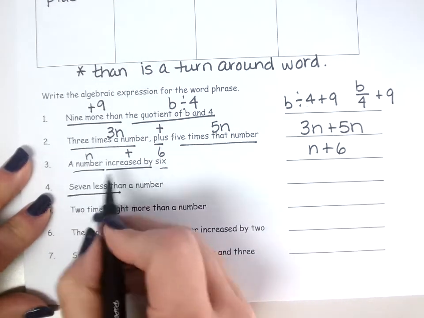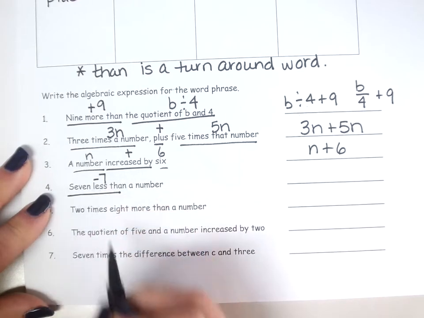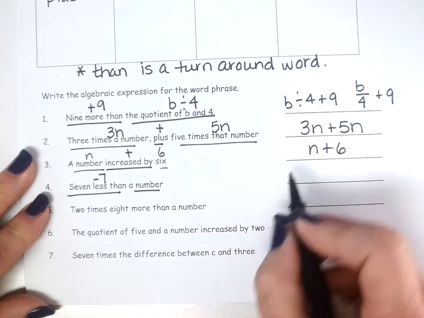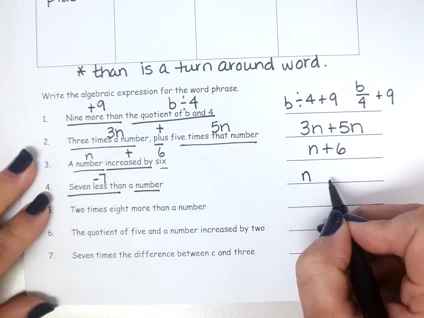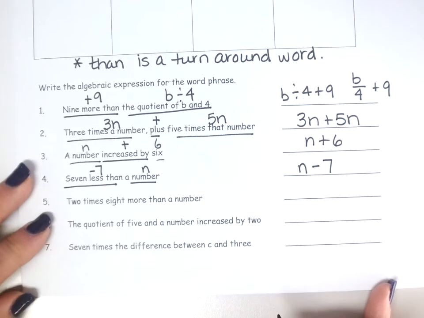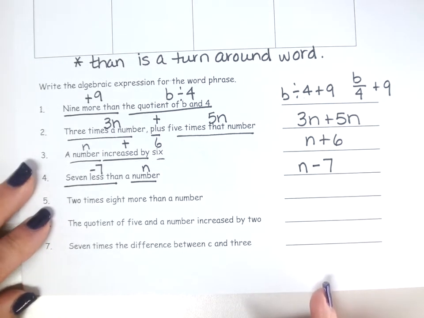7 less than. If it says less than, remember it's a turnaround word, so it's going to be a -7. What's it less than? Just a number that I don't know, so we're going to make it n. So I got n minus 7. If it was the other direction, it would be incorrect.